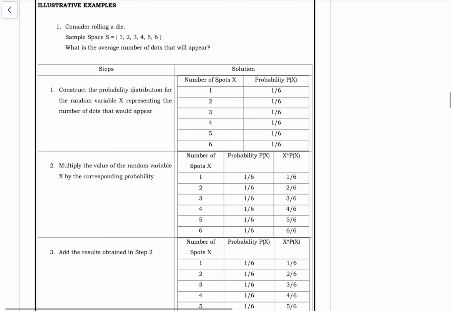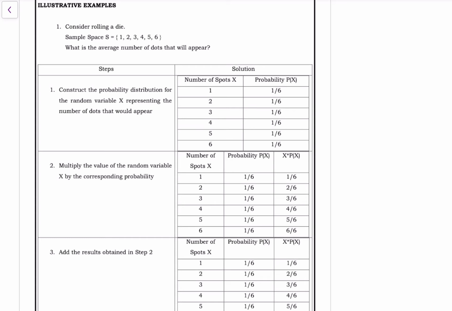So consider rolling a die. The sample space in rolling a die, we have 1, 2, 3, 4, 5, 6. Now, the question is, what is the average number of dots that will appear? Of course, because there's only one number 1 out of 6, that would be 1 over 6. For 2, that's also 1 over 6. So, we are going to come up with random variables.